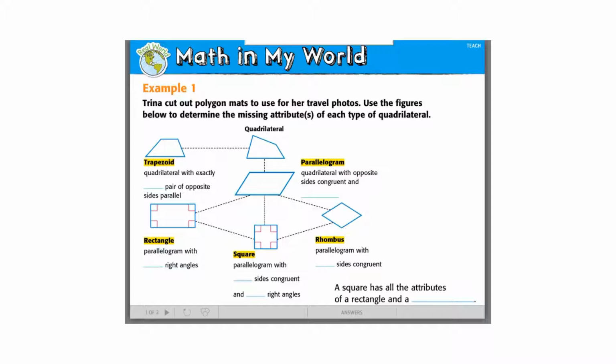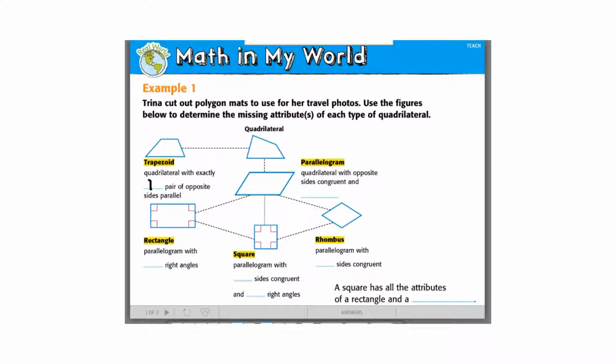So if we start up here at the top, this is a 4-sided shape that the only name it can be called is a quadrilateral because it has 4 sides and it doesn't follow any of the rules of the other 5 shapes that we learned about today. So the only thing it can be called is a quadrilateral. Over here is this shape that's called a trapezoid. It's a quadrilateral with exactly 1 pair of opposite sides that are parallel. So you need to fill in with the number 1.